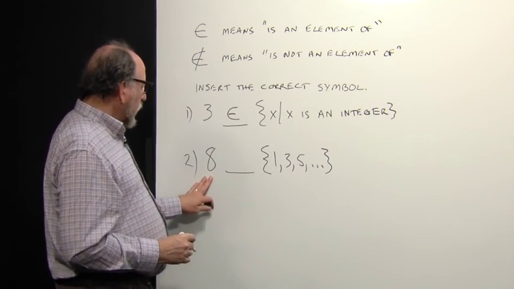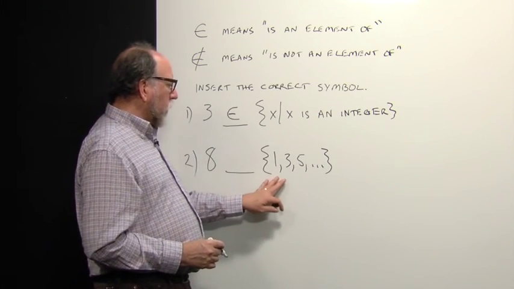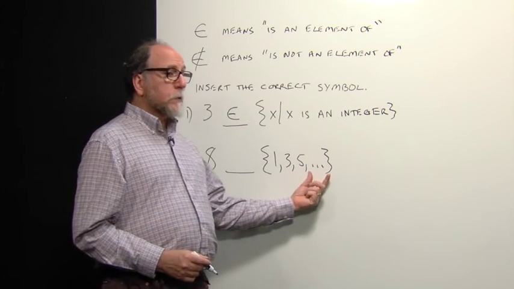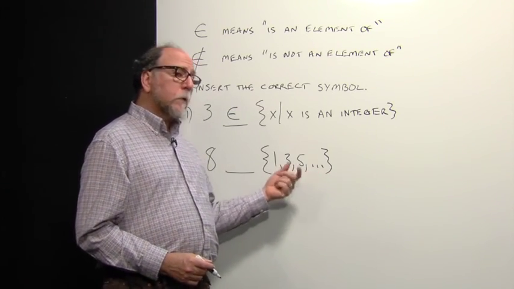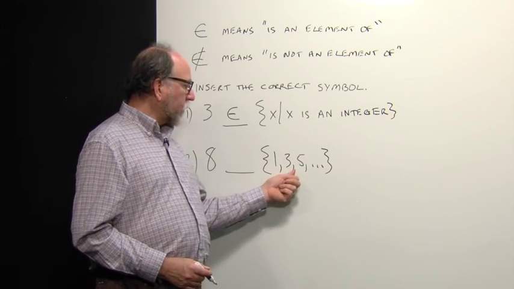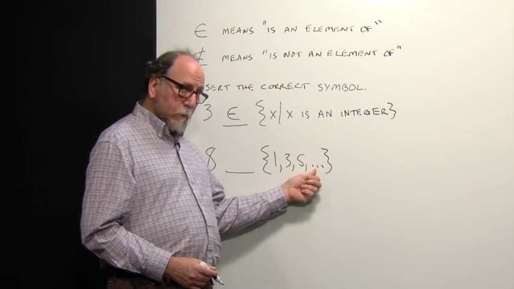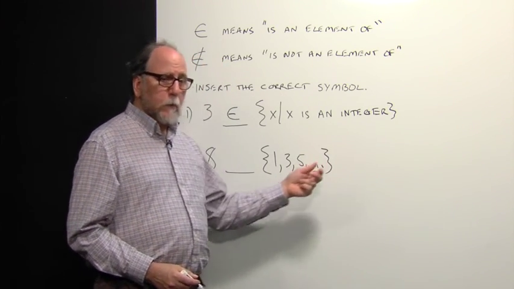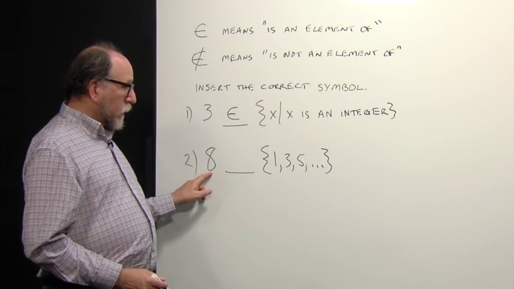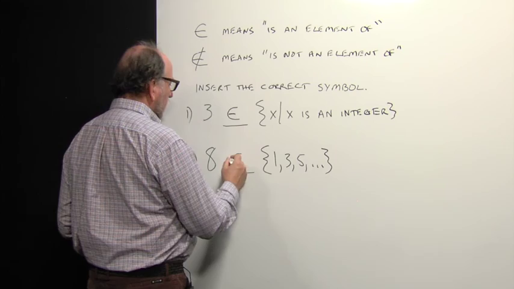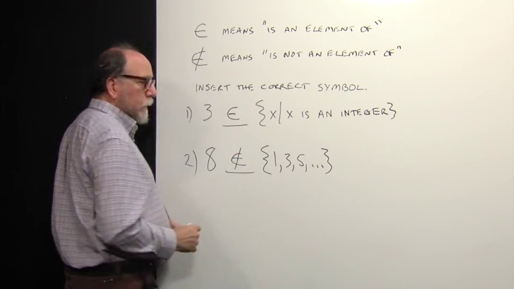This one is asking, is 8 an element of the set 1, 3, 5, etc.? And when we put this ellipsis here for this one, it means that pattern is continuing the same way. So 1, 3, 5, what would come next? 7, 9, 11, etc. All the odd numbers, but 8 is not an odd number. So it is not an element of that set.